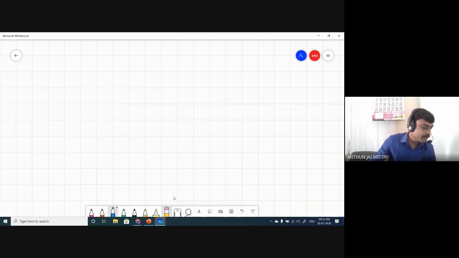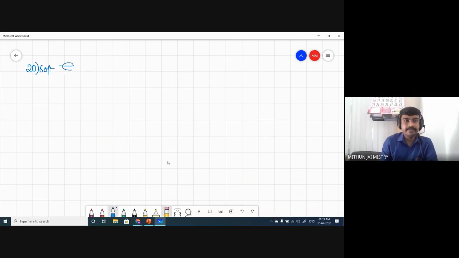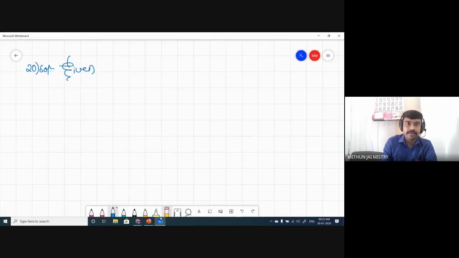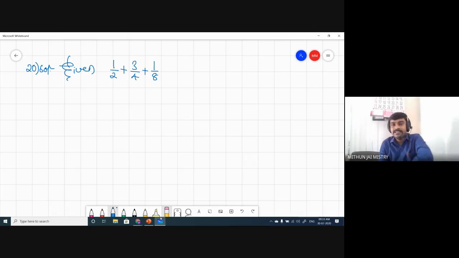Let's start with question number 20. What is the question? Have a look. 20th solution. First, we will write the given. What is the given question? 1 by 2 plus 3 by 4 plus 1 by 8 is equal to what?